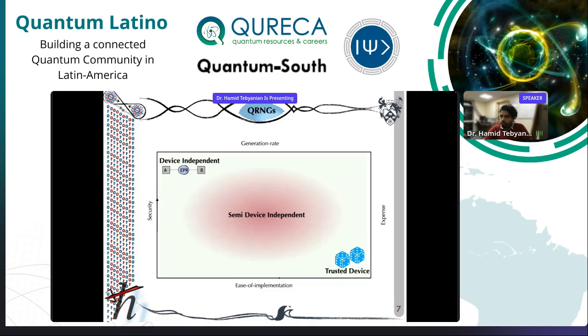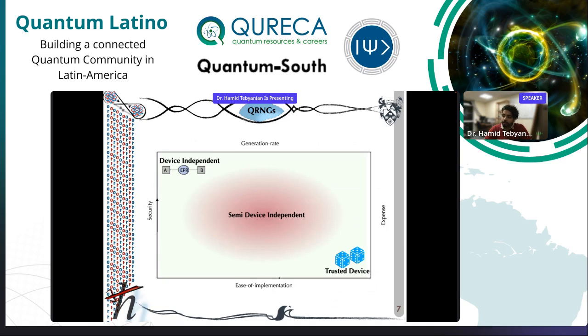Okay, back to quantum random number generators. QRNGs in general can be divided into 3 categories: trusted device, semi-device independent, and device independent. In the trusted device, the user needs to trust the performance of the devices, and almost all of the commercial QRNGs are based on trusted device because it's affordable, easy to implement, and the generation rate is high, but the security can be compromised, as I gave you examples in previous slides.